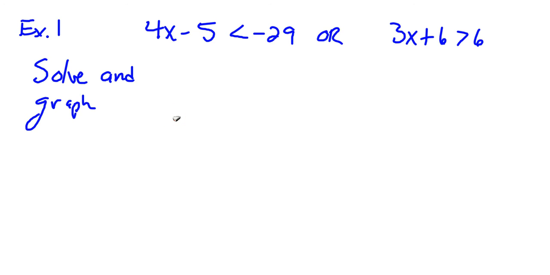Okay, so when you solve and graph it, you basically take the first inequality and solve that one. Nothing special with it. So for this one, first thing you would do is just add 5 to both sides. We've got 4x less than negative 24. Divide both sides by 4.